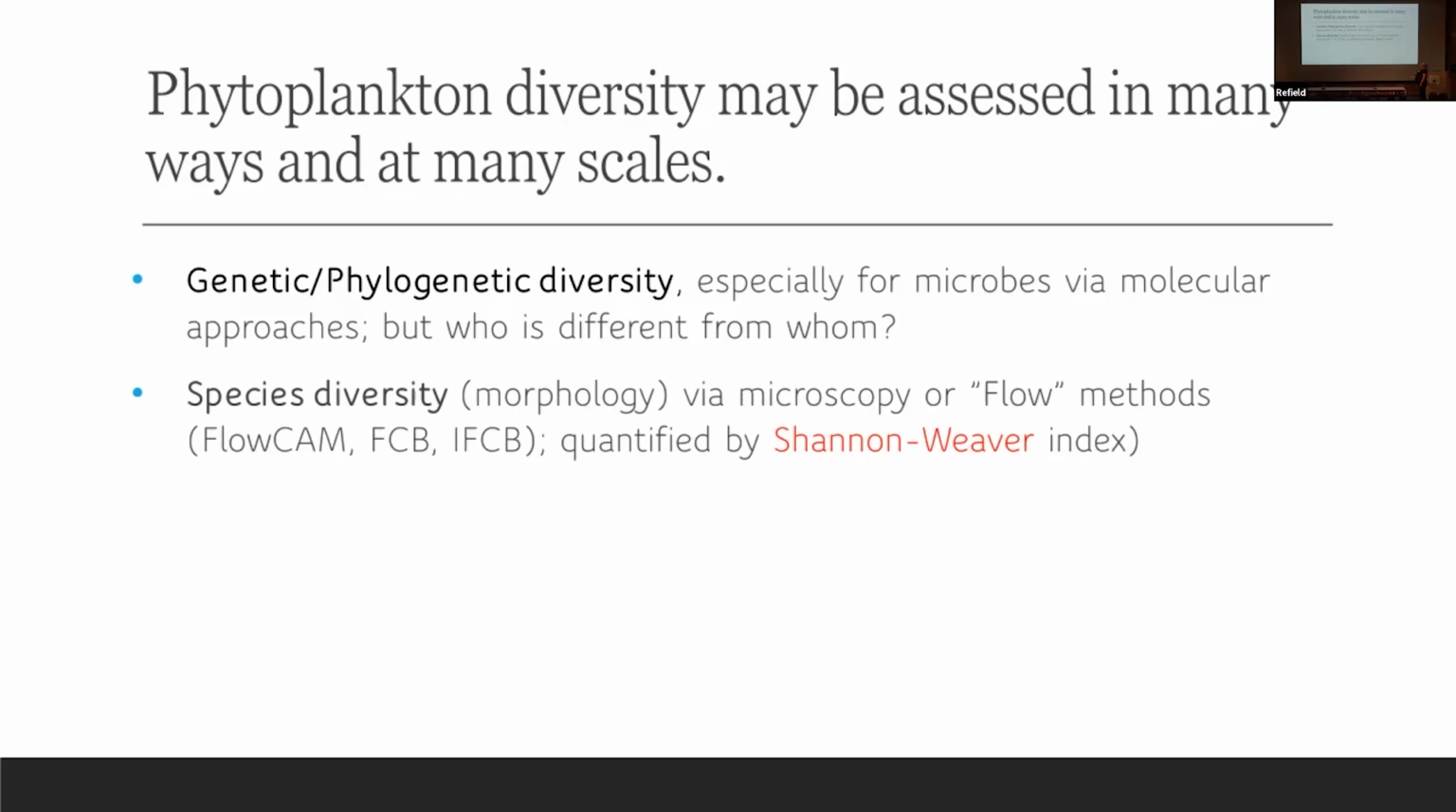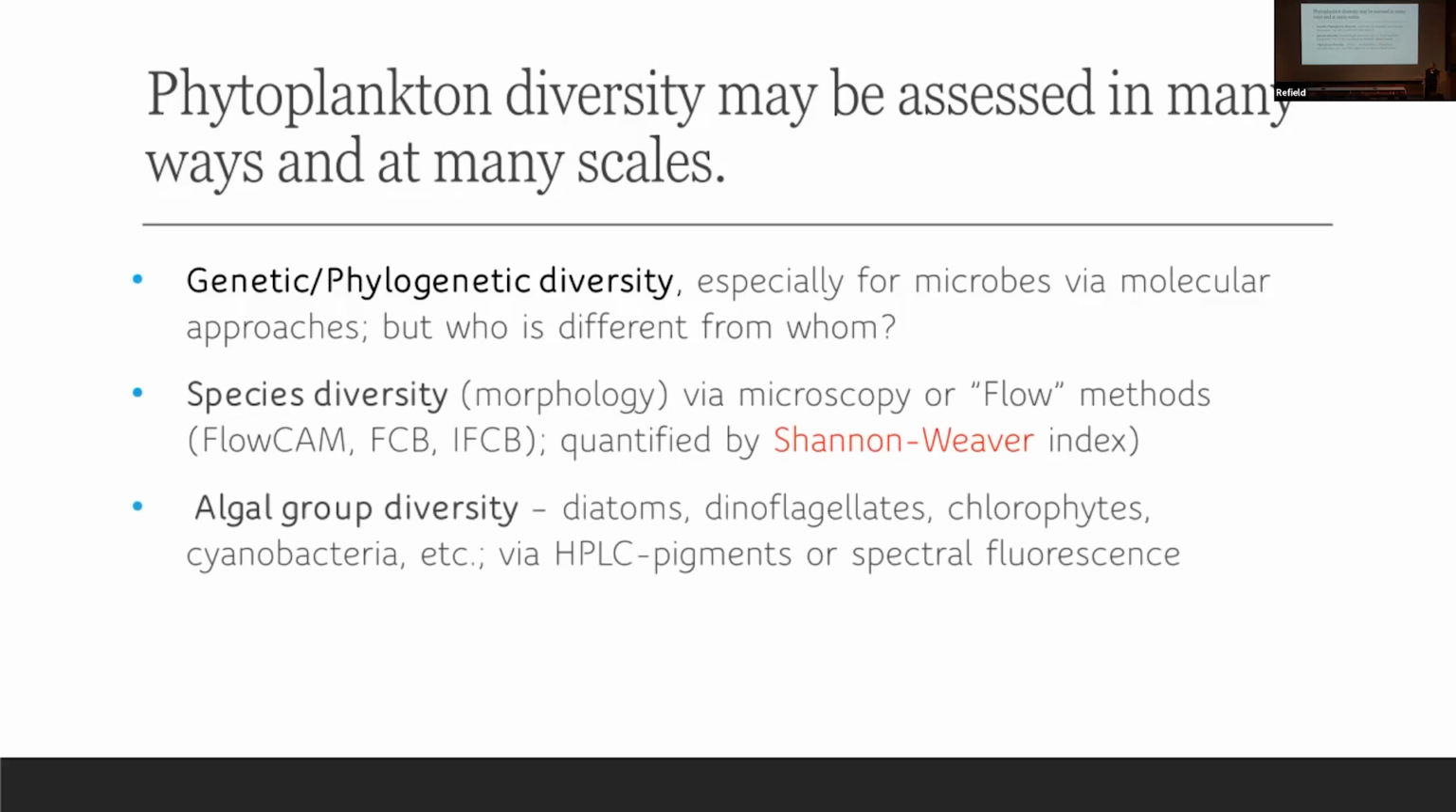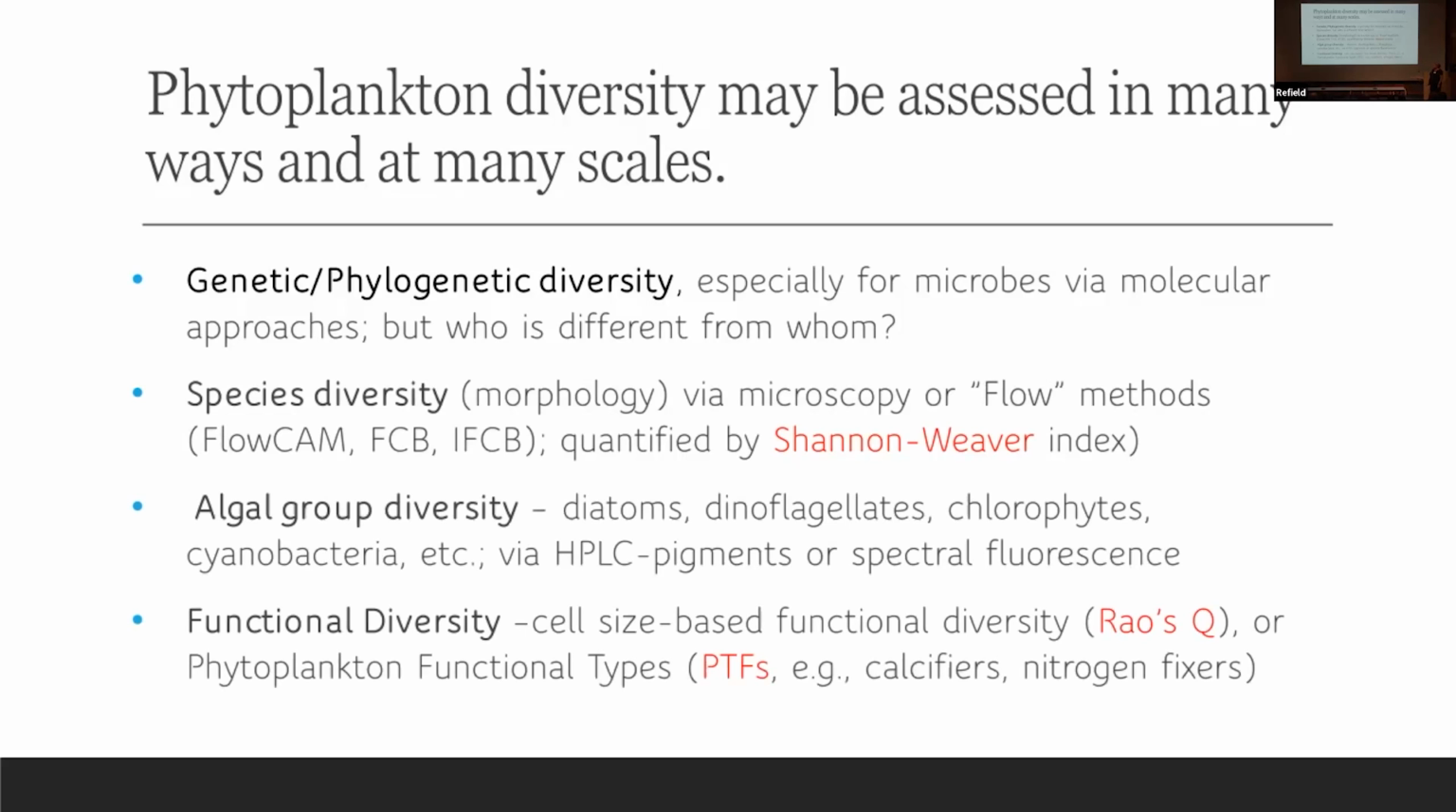You're going to see this later, this term Shannon-Weaver index. We very often calculate some index of diversity, species diversity, using data that we've acquired in this way. We may also talk about algal group diversity: diatoms versus dinoflagellates, chlorophytes, cyanobacteria. We've maybe distinguished those based on HPLC-based pigments or spectrofluorescence or some other technique. And then there's functional diversity.